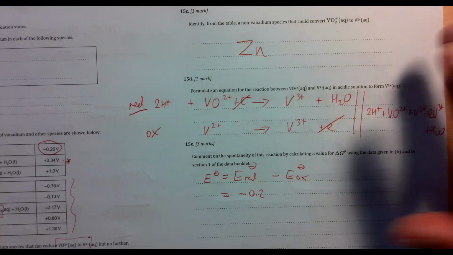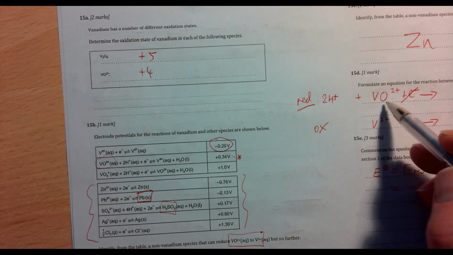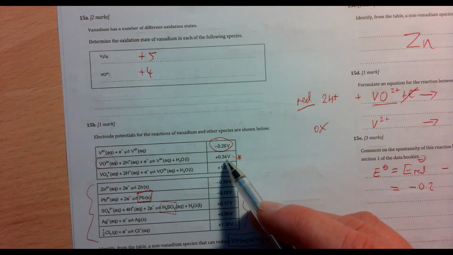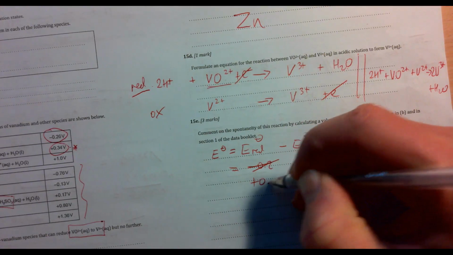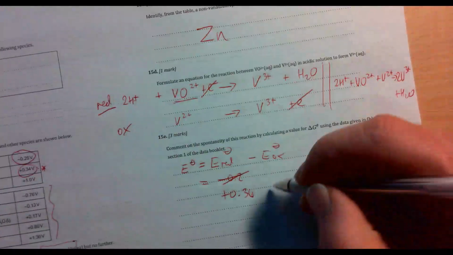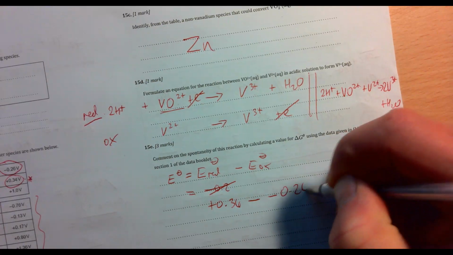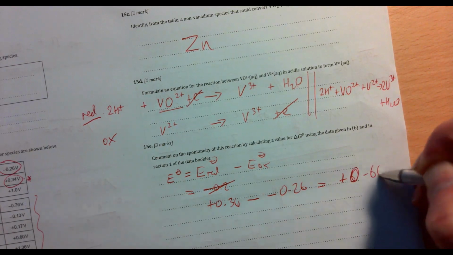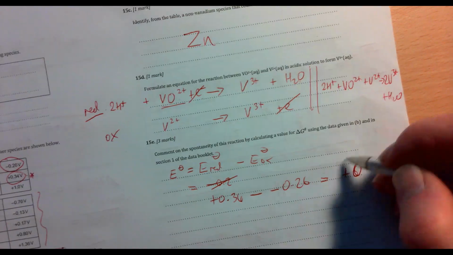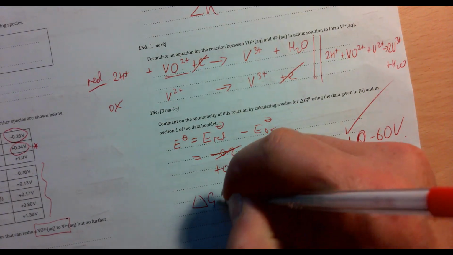Just realised what I was doing wrong. I was looking at the wrong number. So the reduction is the top one. So for the reduction, it's VO2 plus going to V3 plus. It's plus 0.34. Take away the one for the oxidation, which is minus 0.26. That comes to plus 0.60 volts. You get a mark for that, and then delta G is equal to minus nFE.